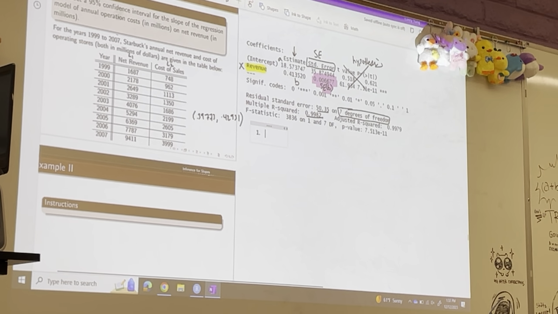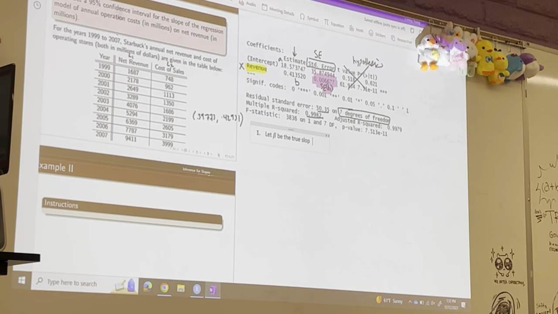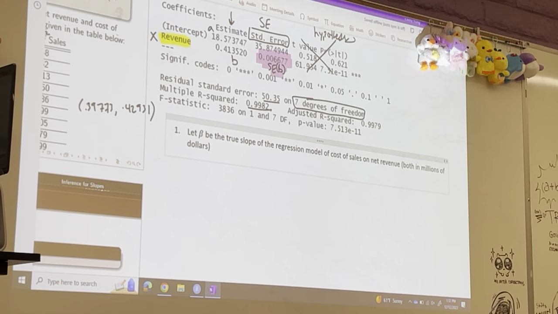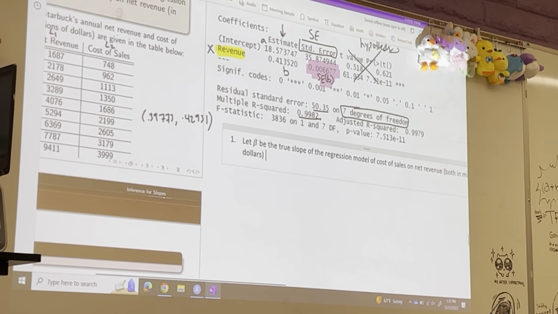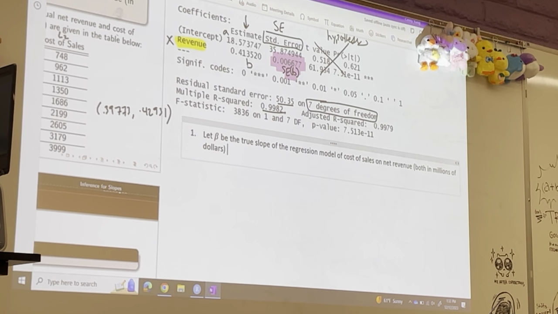So step 1, and then let me insert my equation. Okay, so let beta be the true slope of the regression model of cost of sales on net revenue, both in millions of dollars. So notice that again, the parameter always has to be written in the context of the problem. So I'm saying that this beta is the slope of the model that has these two variables. The variables that I'm talking about are revenue and cost of sales, which come from the table. All right, so just be aware that providing context at all parts is important.